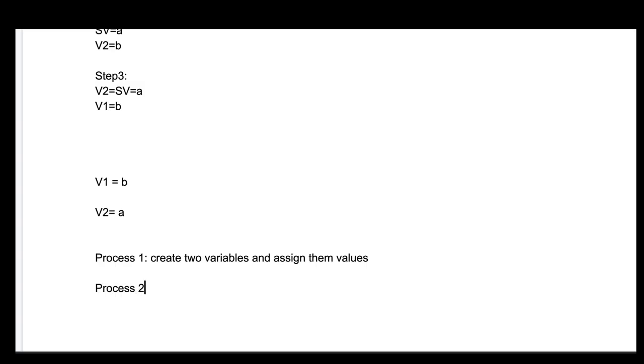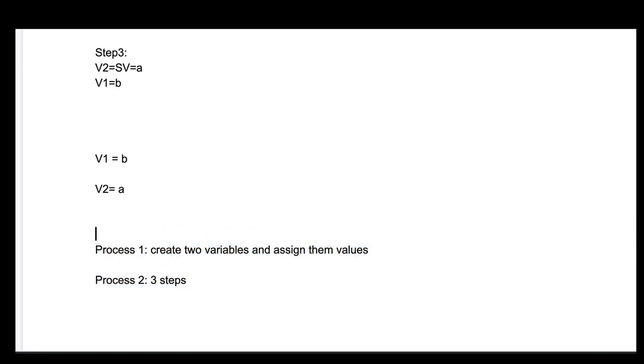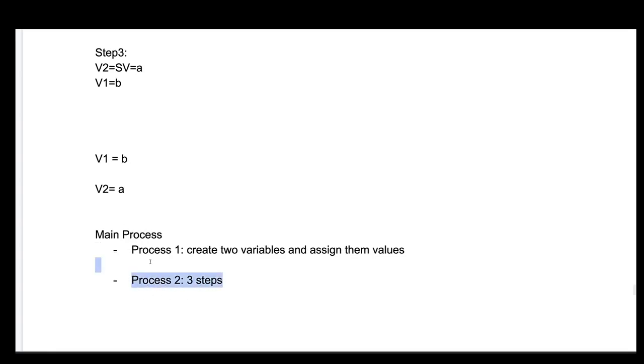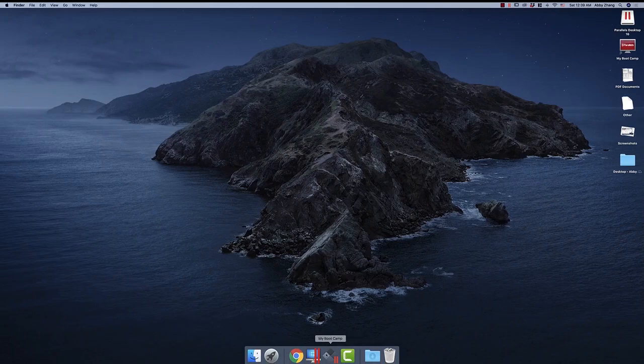In process 2, we will go through the 3 steps to complete the swapping. Process 1 and process 2 will be contained in what we'll call a main process, or a main sequence. So this is how the bot will look. Now let's go ahead and create our bot.